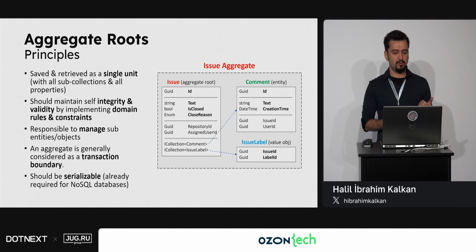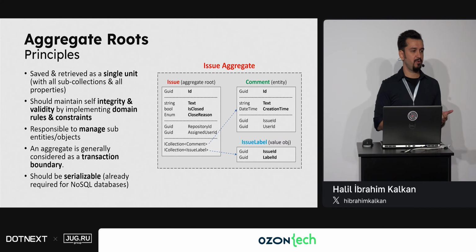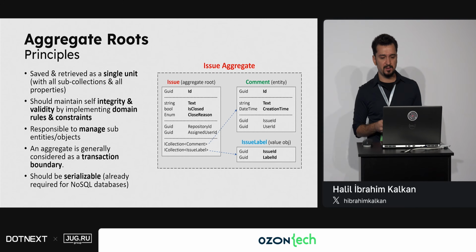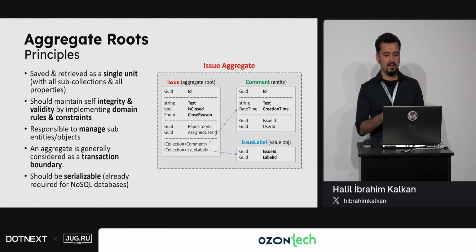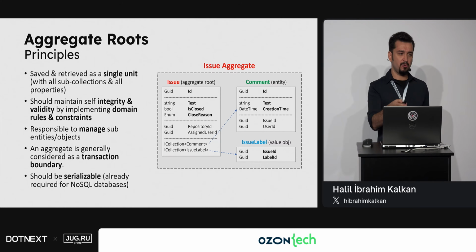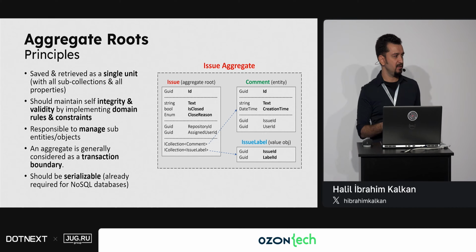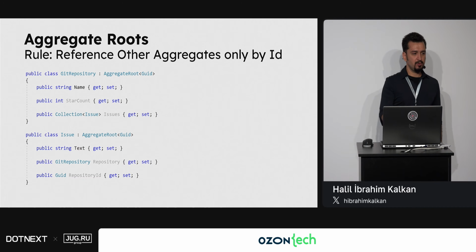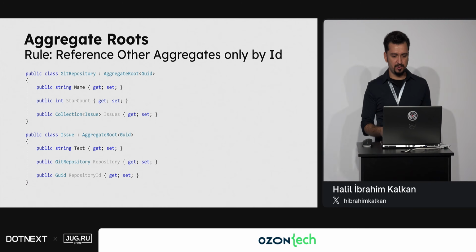And the final principle is that it should be serializable. If you are using, for example, a NoSQL database, it should definitely be serializable. Otherwise, you serialize many objects and save them into unrelated database collections. It's not required for Entity Framework Core, for example, but our goal is to be ORM independent, so this is a generic principle. Let's see some rules to make these principles possible.